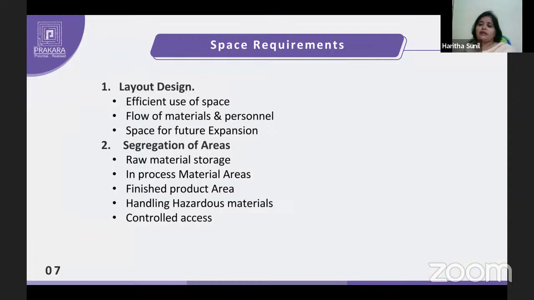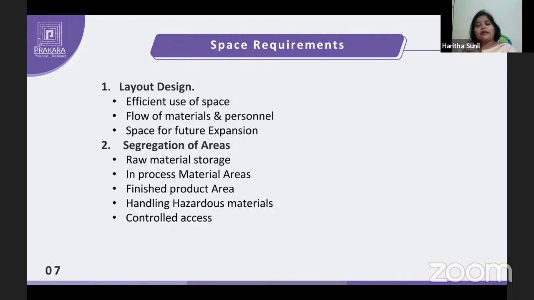The next one is the space requirements. Okay, so the space requirements here is nothing but what is the actual space, or what should be the actual layout of the pilot plant. This particular slide mainly focuses on the importance of space planning in the pilot plant so that you can ensure smooth operations, effective products, and also product quality.